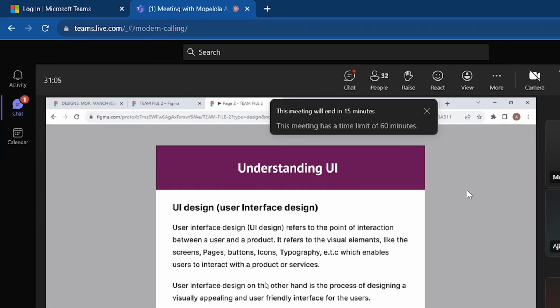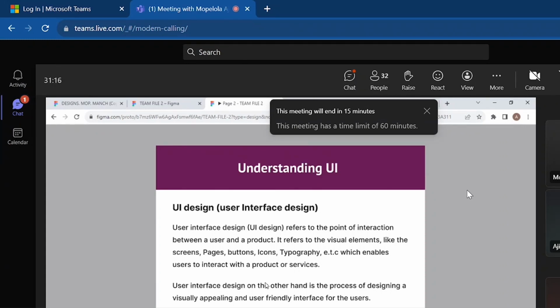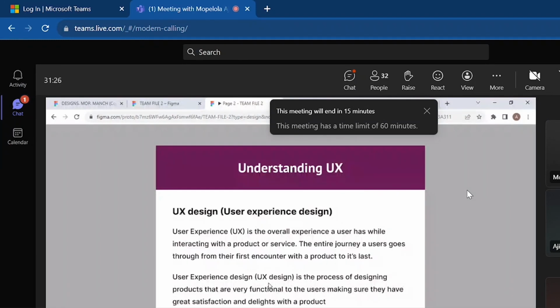So what are the things we see? We see things like the screens, we see things like the pages, buttons, icons, typography, and images. In fact, colors, everything we see on an interface is what we call the UI design. So let's understand what we call the UX.